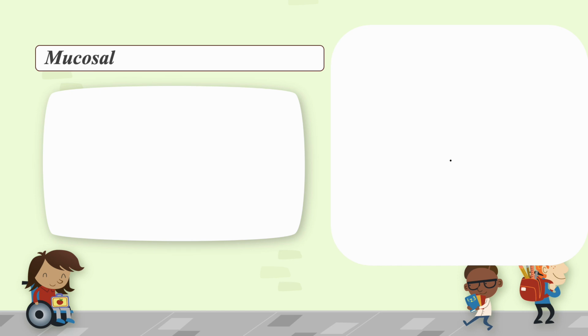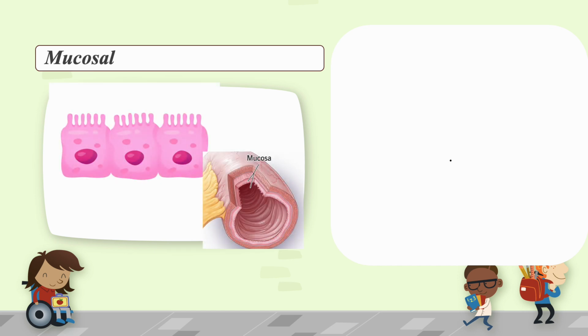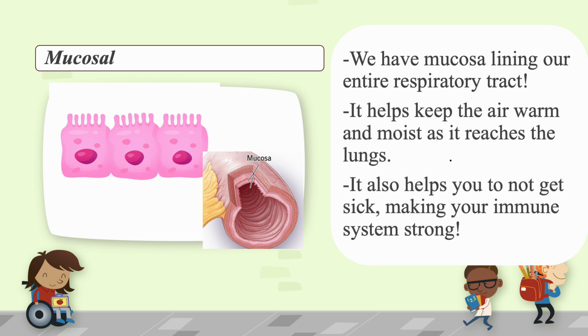Let's talk about the mucosal component now. So we got these little guys here. We have mucosa lining our entire respiratory tract, which is crazy. We don't really think about that, but there is mucosa in our lungs and in our trachea, everywhere. It helps keep the air warm and moist as it reaches the lungs, which is really, really important. We want that air to not be cold when it reaches our lungs.